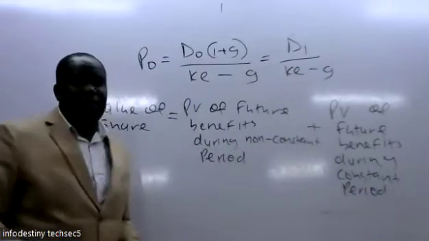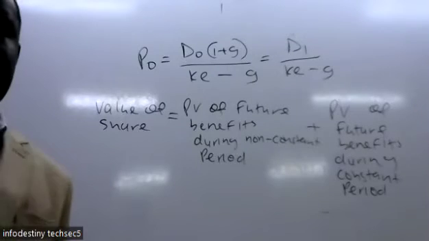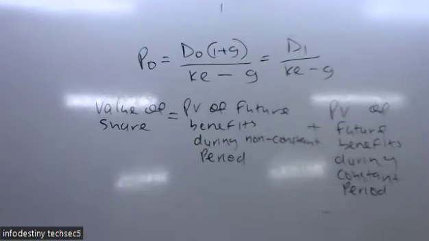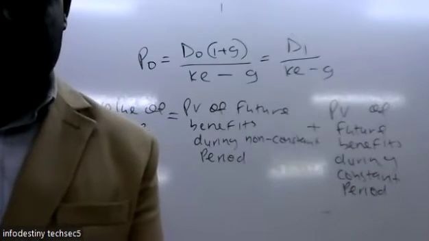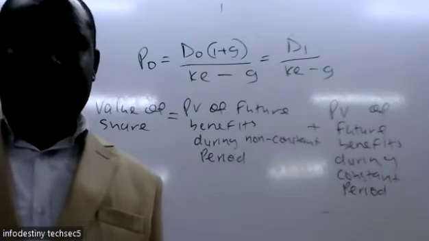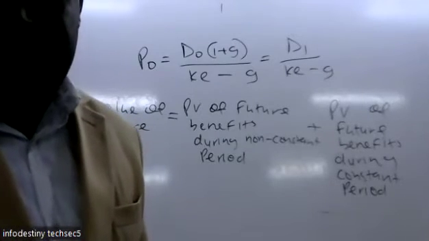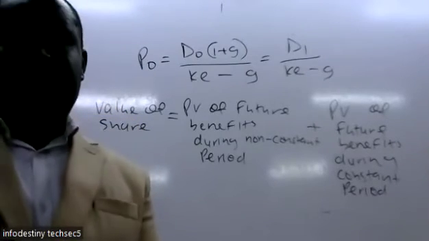Like that. So you simply add the present value of the future benefits during the non-constant period. You add the present value of the future benefits during the constant period. So we shall be understanding them when we do some questions in relation to that. After summarizing that, let us also write something brief about the impact of the financial restructuring.